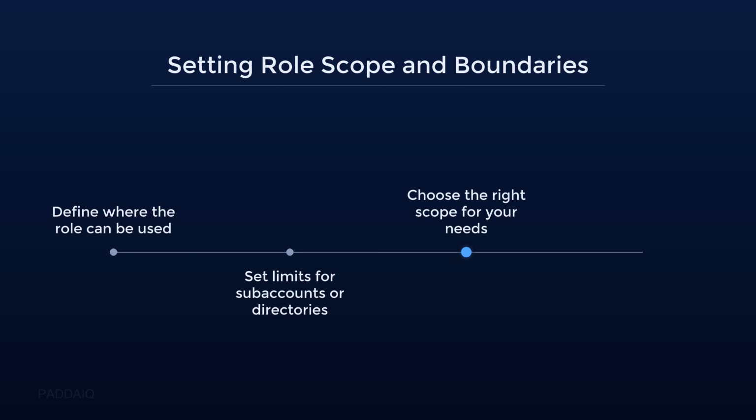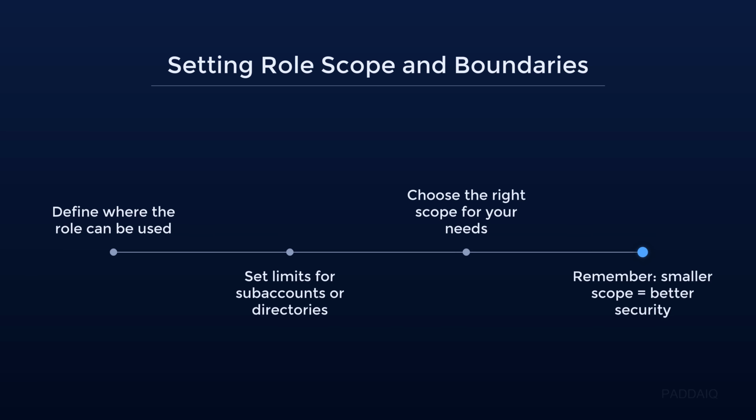Choose the right scope for your needs. This means selecting the specific area where a role applies, like to a single sub-account or the entire global account. For instance, a support role might be scoped to just the development sub-account, not production. Proper scoping ensures users have access only where necessary, enhancing security and governance.